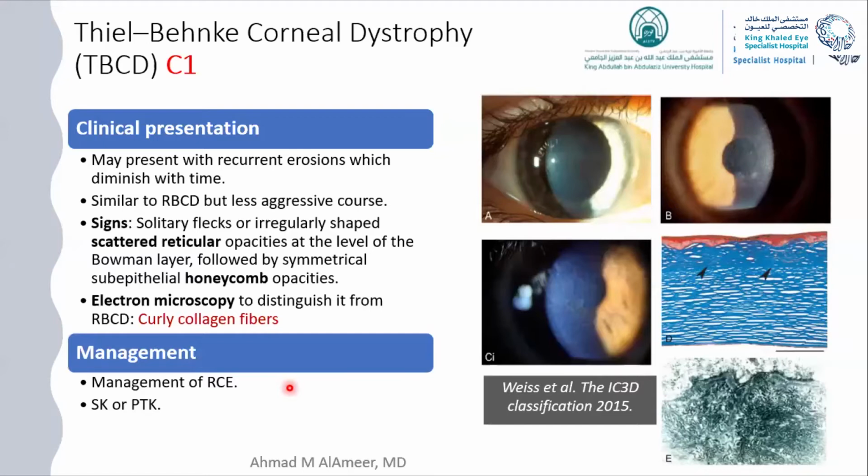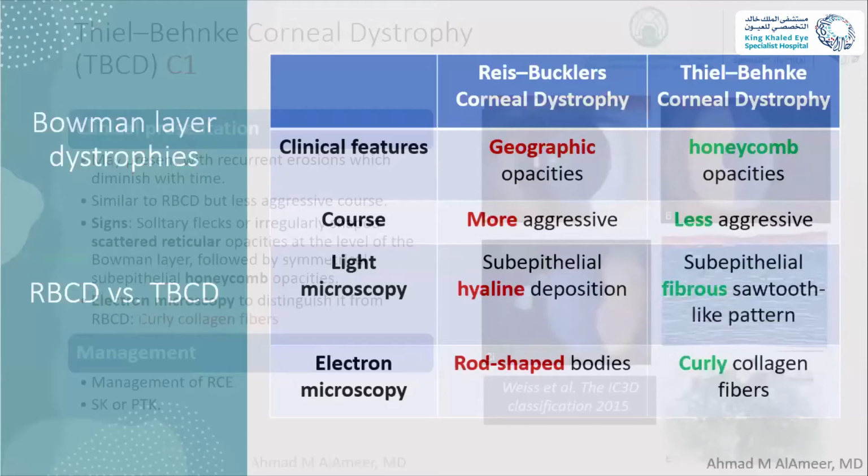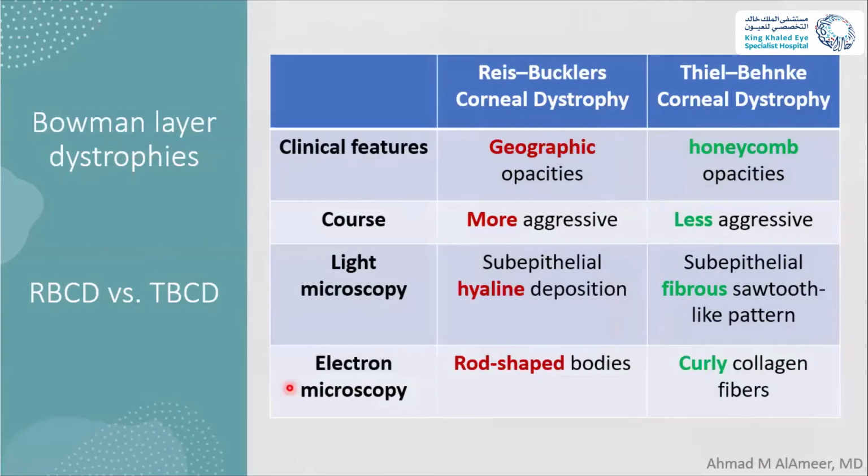So if there is recurrent erosion, treat it, or if there is astigmatism or corneal opacity, superficial keratectomy or PTK can be done. This table summarizes the differences between Reis-Bücklers and Thiel-Behnke. You can just take a photo of this slide. We talked about it earlier.